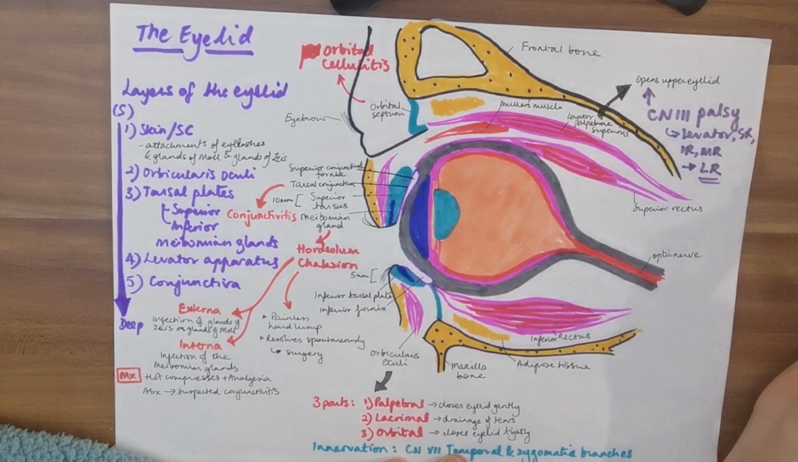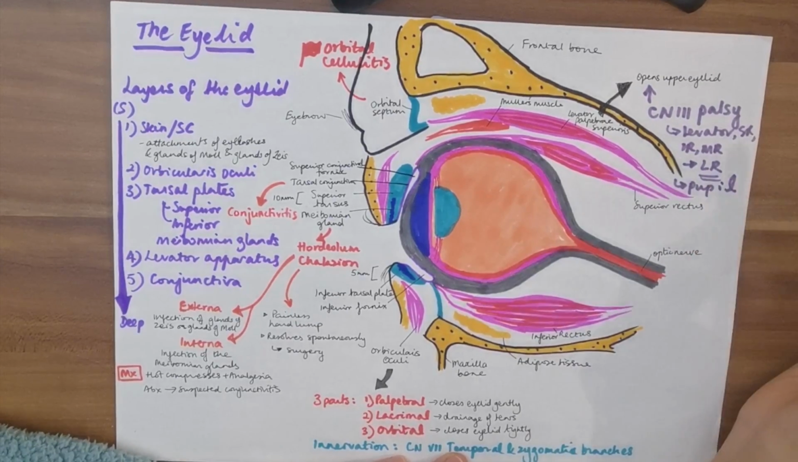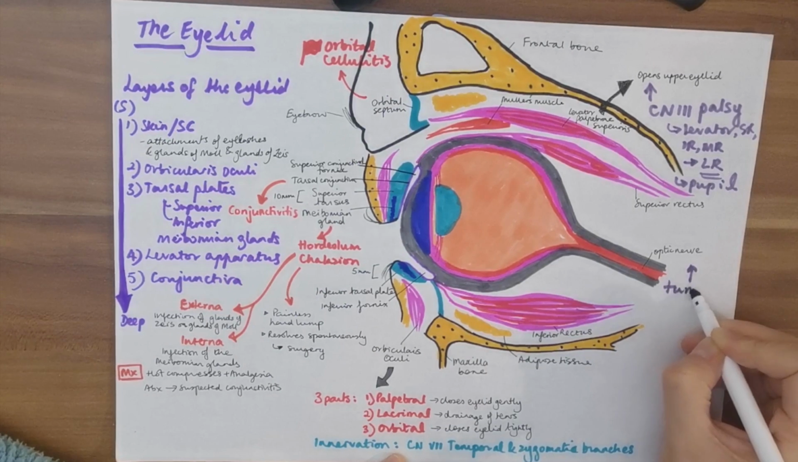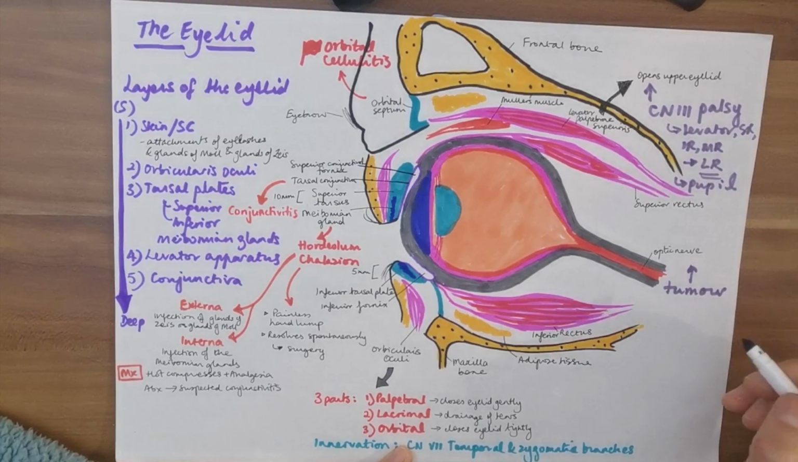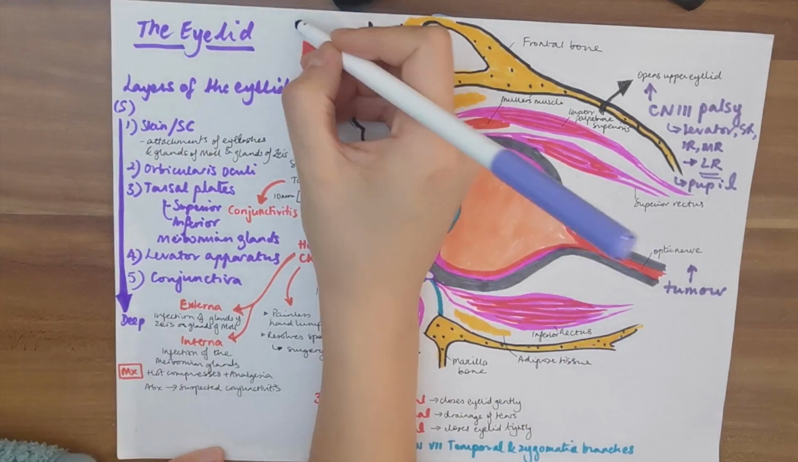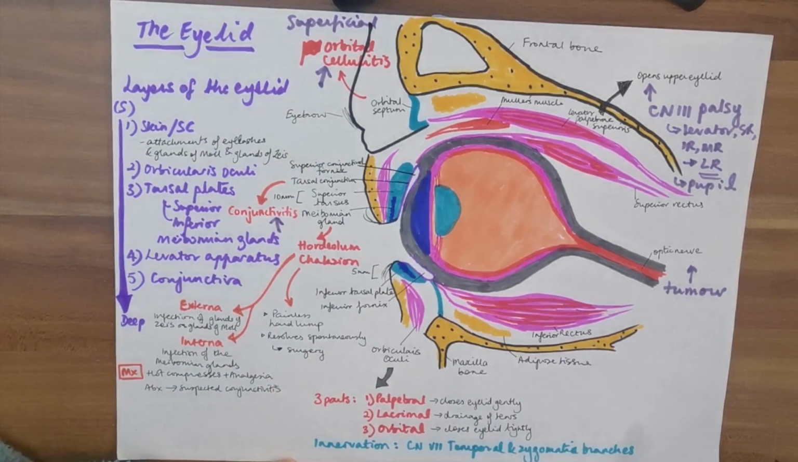So the only muscle unaffected in an oculomotor nerve palsy is the lateral rectus, so therefore the eye will be looking down, and it also supplies the pupil, and therefore you will see pupil dilation in a cranial nerve 3 palsy. A tumour can compress on the oculomotor nerve. Other things are superficial causes such as orbital cellulitis and severe conjunctivitis because your eye wants to protect itself.